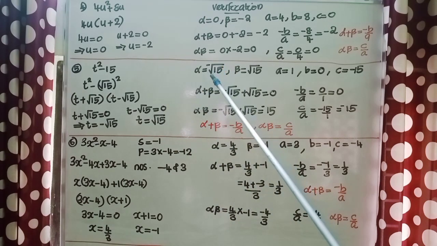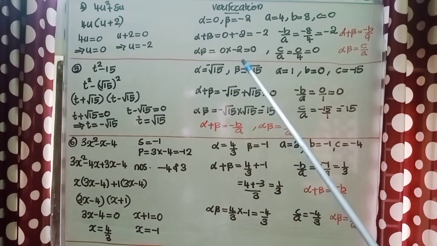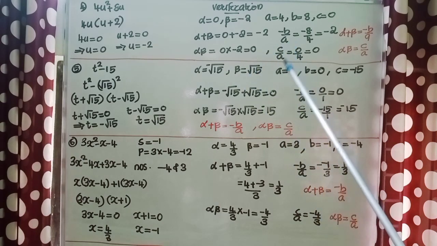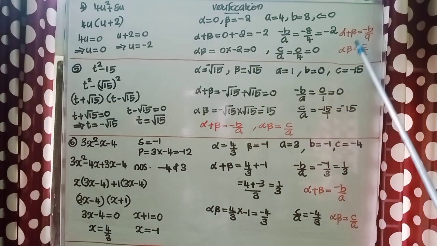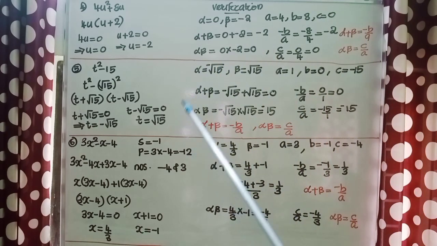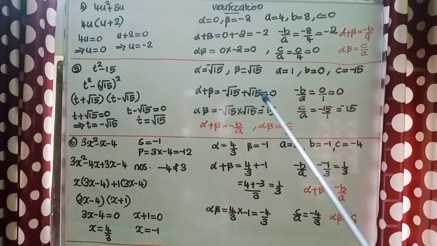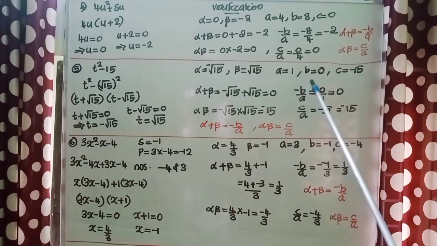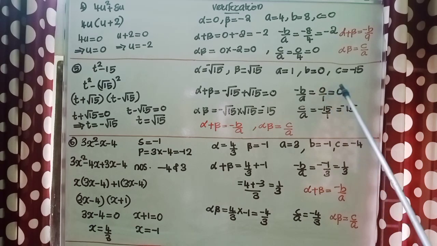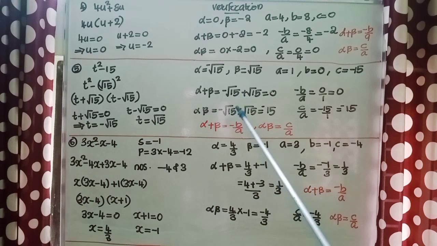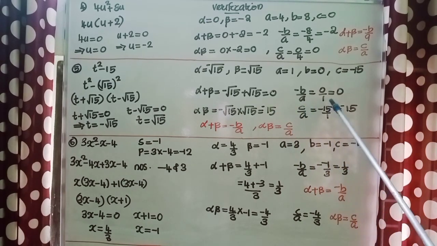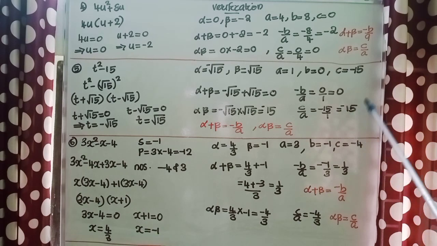So we can write alpha equal to minus root 15, beta equal to root 15. Here a equal to 1, b equal to 0, c equal to minus 15. Alpha plus beta equal to minus root 15 plus root 15, that is equal to 0. Minus b by a equal to 0 by 1, that is equal to 0. Alpha beta equal to minus root 15 into root 15. Multiplying, we get minus 15. C by a equal to minus 15 by 1, that is also equal to minus 15.